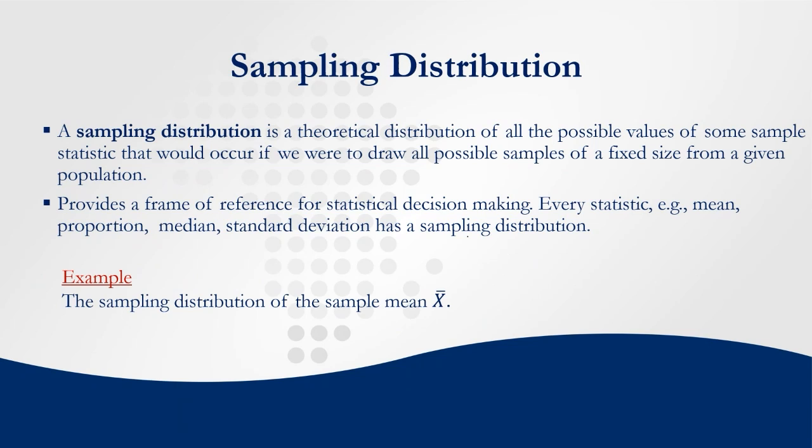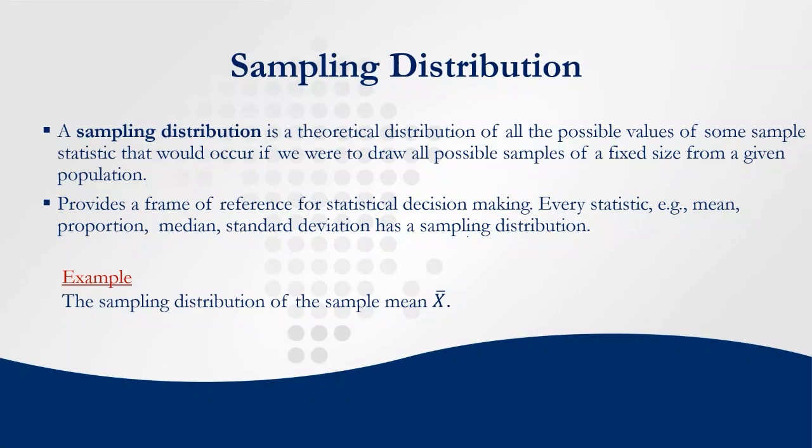So it's a theoretical distribution of all the possible values of some sample statistic that would occur if we were to draw all possible samples of a fixed size from a given population. Remember, sample statistic talks about the sample. So if, for example, we use the sample mean as our sample statistic, the sampling distribution is all the possible averages, or sample means, that we would get if we were to draw all possible samples.